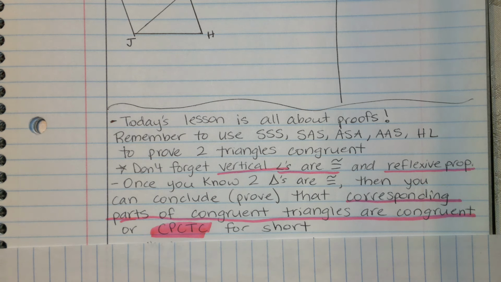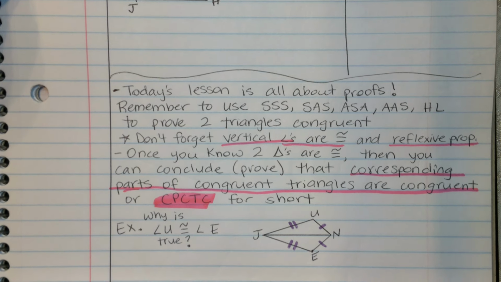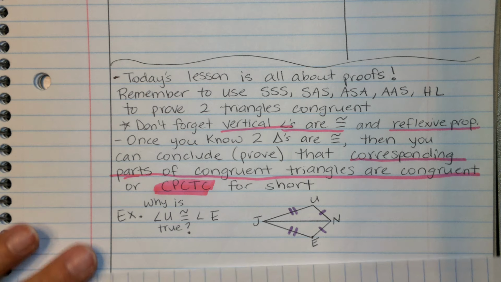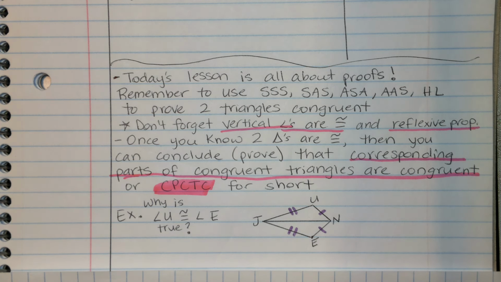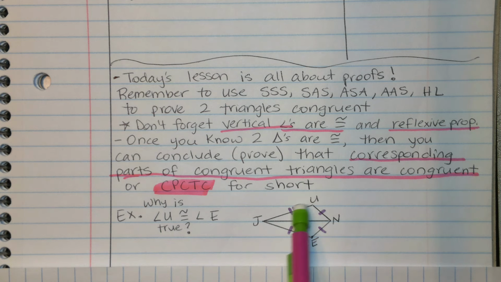Okay, so again, we are going to use this. The CPCTC will use that once we know already and we have proven that we do have two congruent triangles. Okay, so here's one example. So pause if you need to, and we'll do an example. Okay, so go ahead and draw this. It says, why is angle U congruent to angle E true? So here we have triangles. It's actually like a kite, a quadrilateral, which is called, this shape is called a kite.